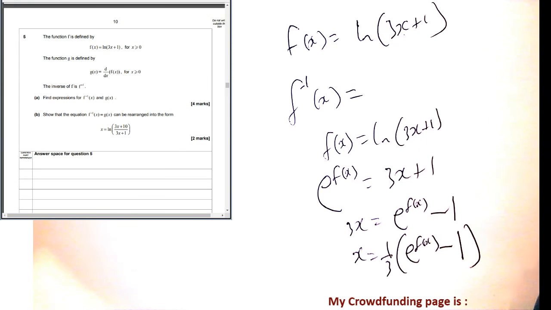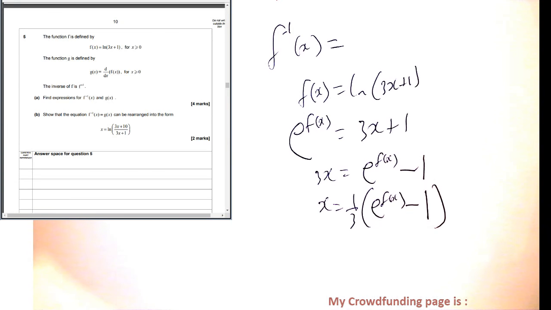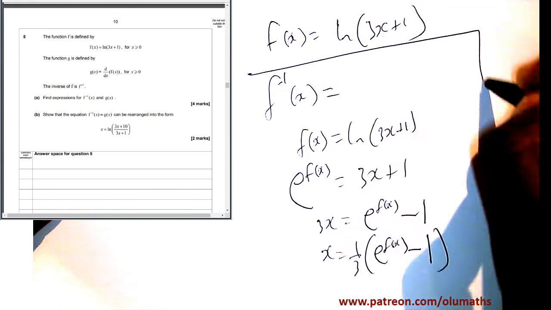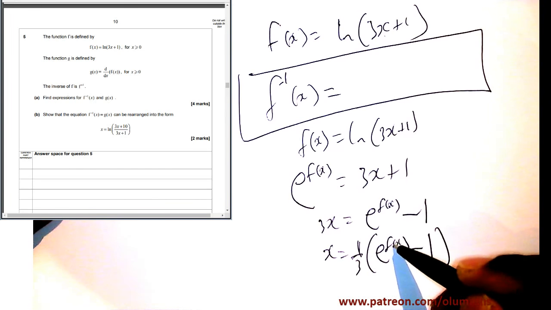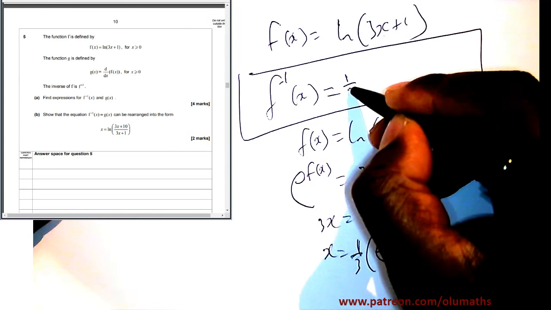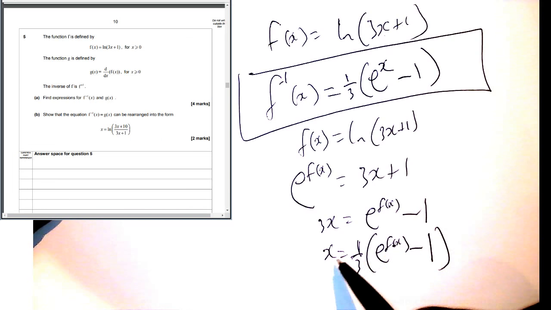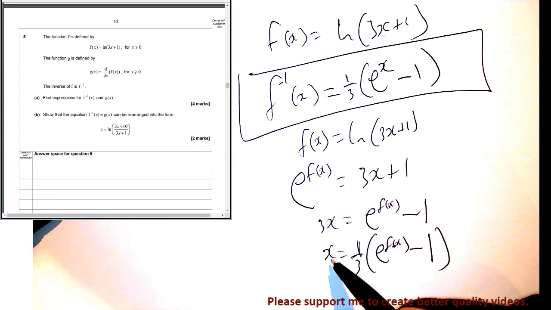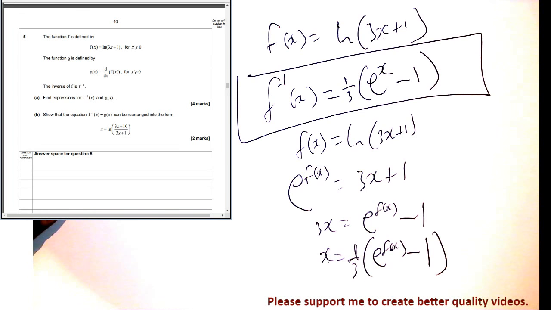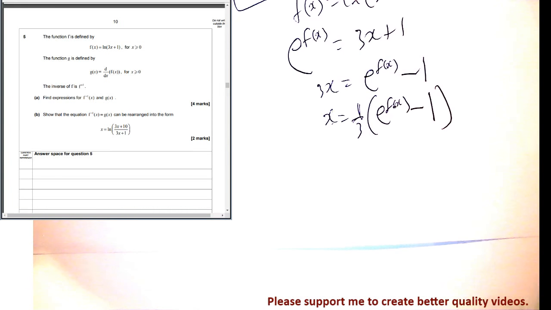Well, that's what happens when you make x the subject. But in terms of writing this as the inverse function, what you would say is that 1 over 3 e to the x, you call that guy x, 1 over 3 e to the x minus 1. Because we're talking about the inverse, f of x becomes the x, and x becomes the function, f inverse.